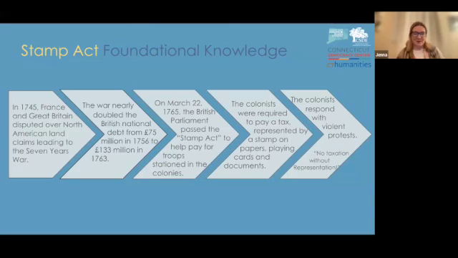The colonists, of course, did not like this, so they responded with violent protests. And here goes our saying, no taxation without representation.